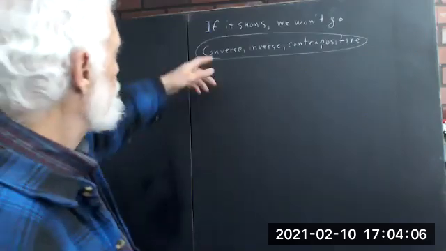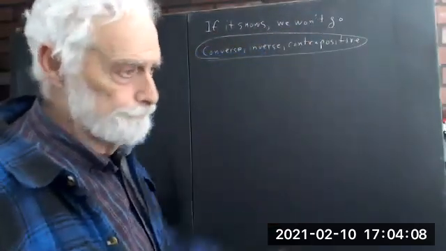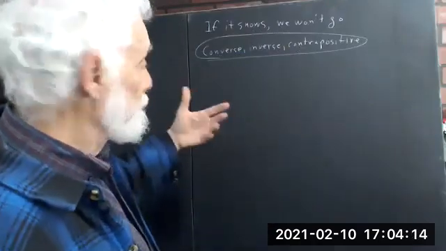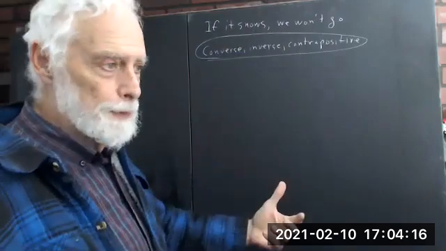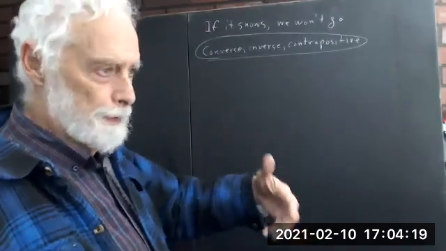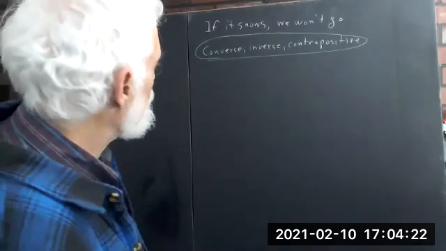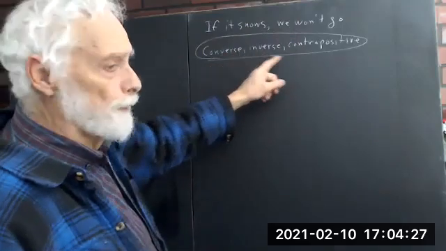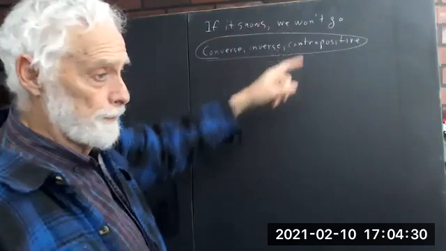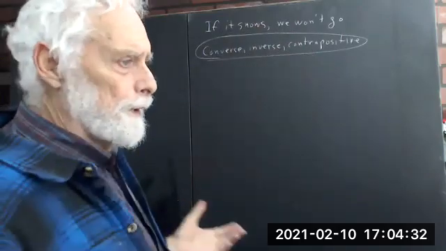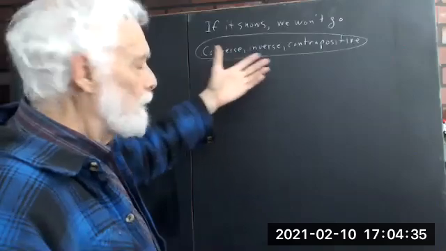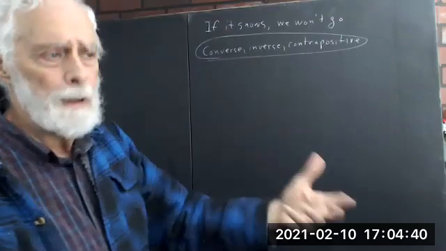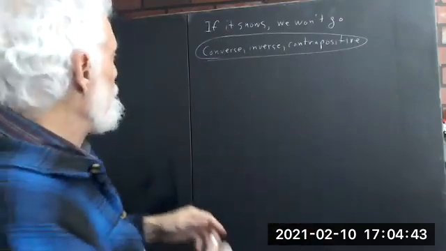Okay, now let's consider the statement: if it snows, we won't go. Okay, that is a conditional statement. It's a compound statement of the conditional type, as opposed to disjunction or conjunction or negations and so forth. If it snows, we won't go. We want to write down the converse, inverse, and contrapositive of this statement. And then we want to do truth tables to test and see which of the 4 statements, the original statement, the converse, the inverse, the contrapositive, might have the same logical meaning.